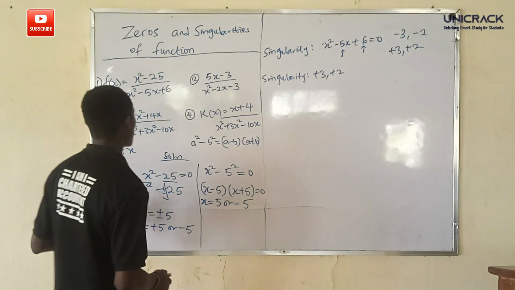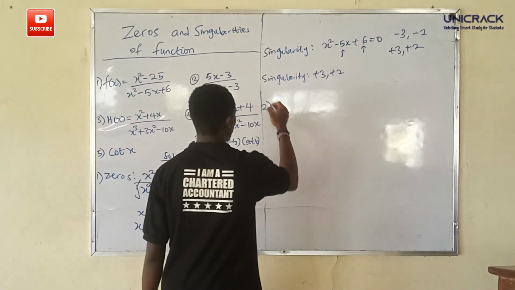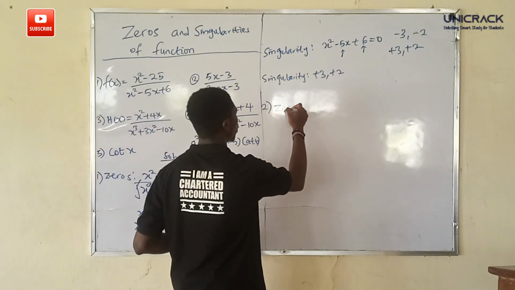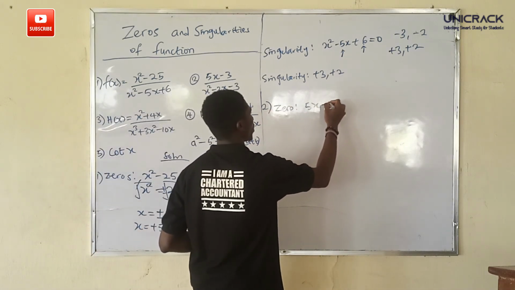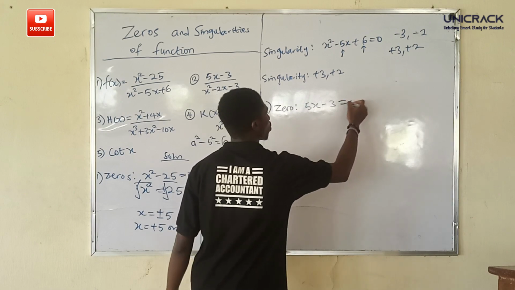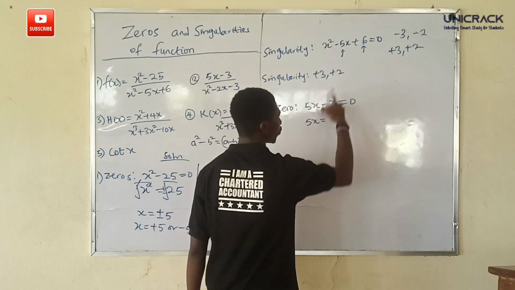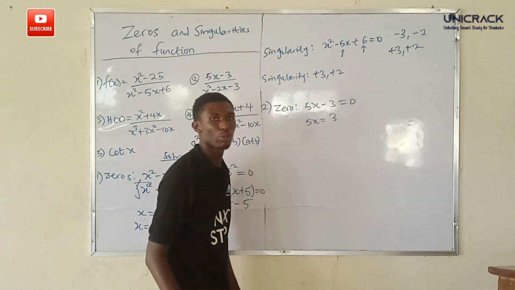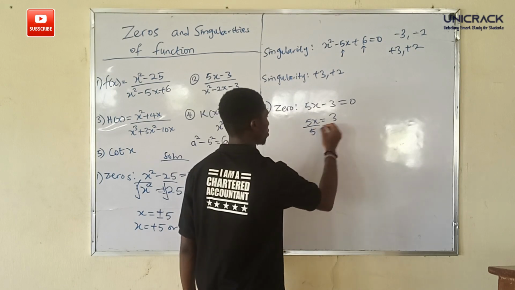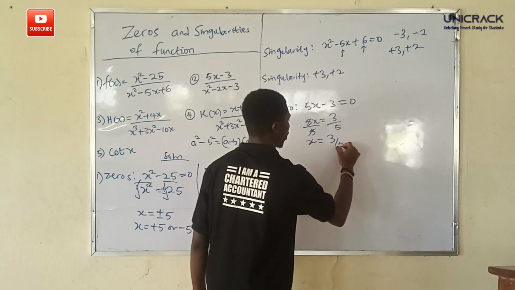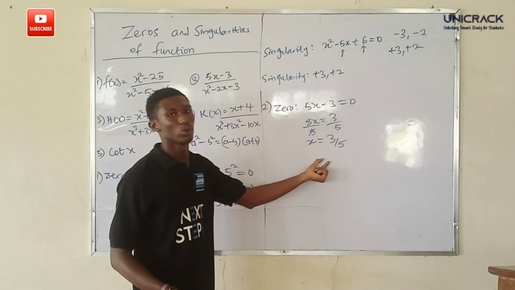So let's move to question number 2. For question number 2, to find the zero of the function, we have 5x minus 3. We equate it to 0. To solve for x, we have 5x is equal to negative 3 crosses over, it becomes positive 3. Divide both sides by 5, and we have x equal to 3 over 5. And this is the zero of the function.